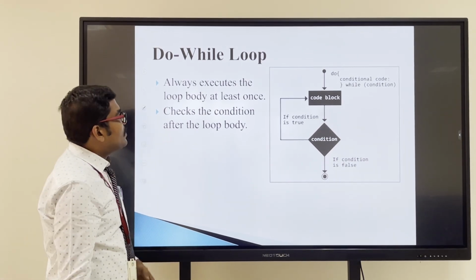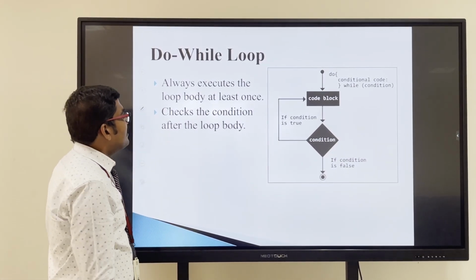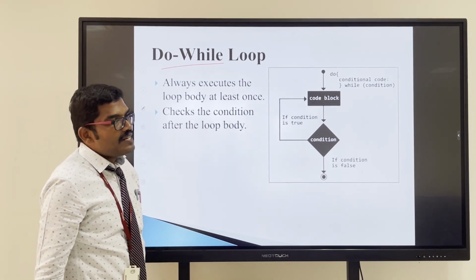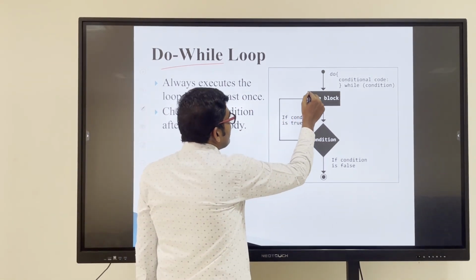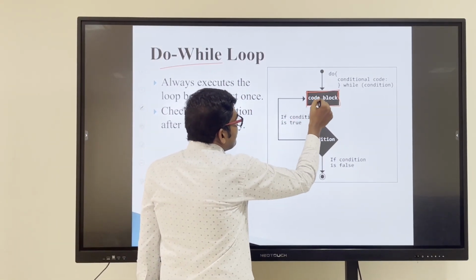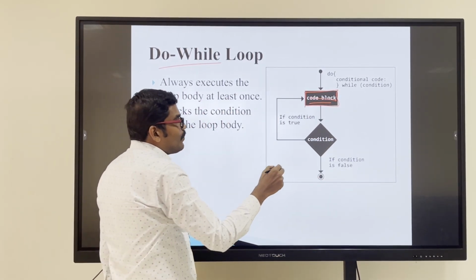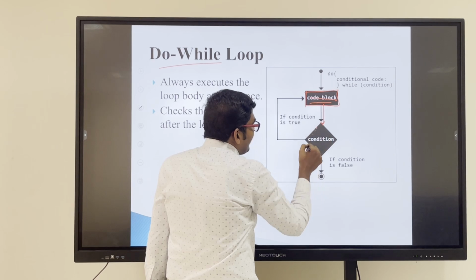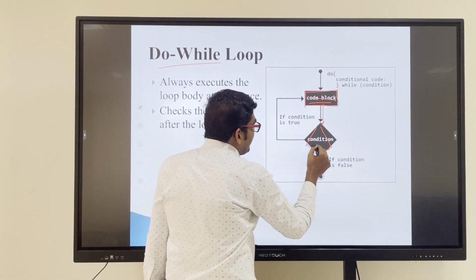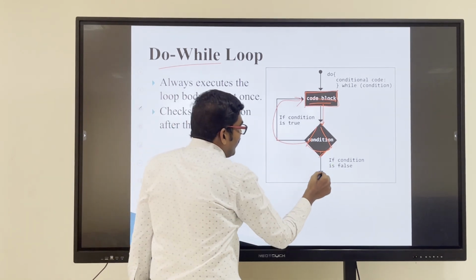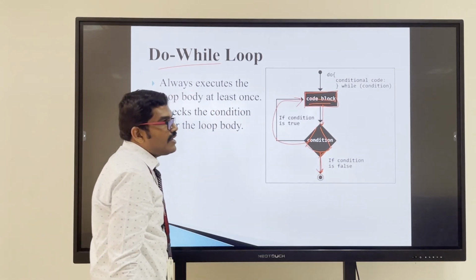Then the last one, that is the exit level loop, that is do while. This block diagram explains what it does. This block of code will be executed only once. After that it is going to check the condition. If it is true, the block is executed again. If it is false, it will simply move away.